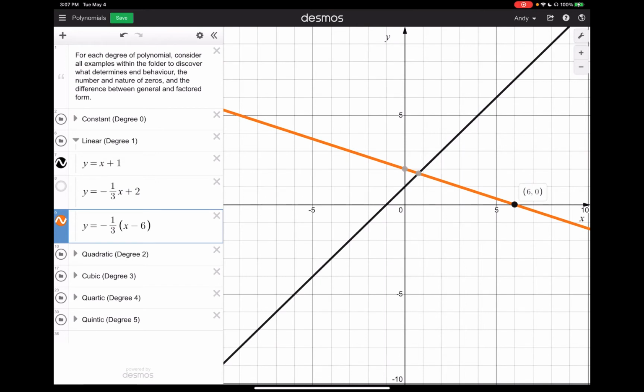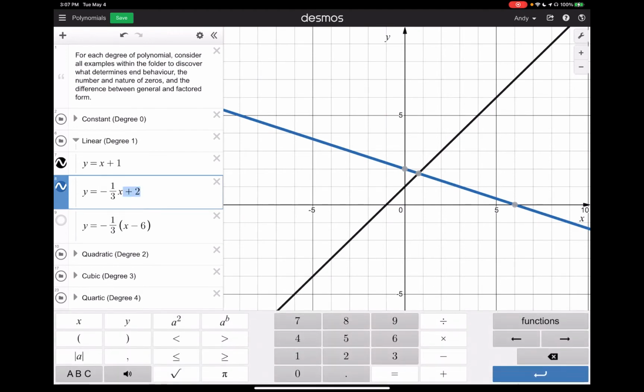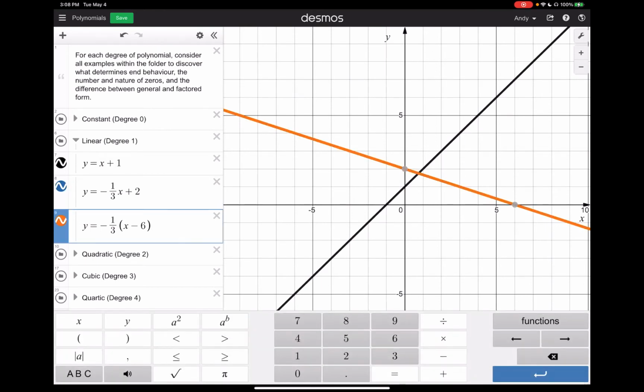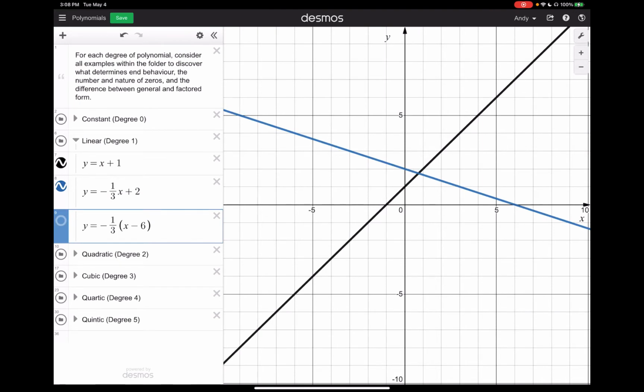So you might be saying, okay, well, that's nice, but why would anyone write it in this other form in blue then? Well, if you notice the 2 on the end, the relevance of that positive 2 is the place where we cross the y-axis. So I would refer to this blue graph, the equation is in general form, whereas the orange one, I would say, is in factored form. So factored form is particularly good for finding zeros, and general form is particularly good for finding the y-intercept.